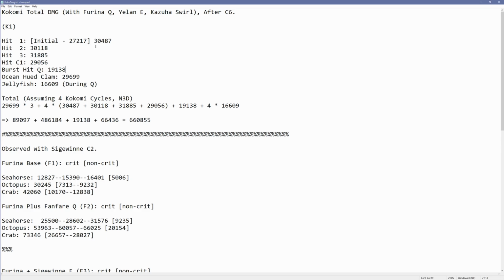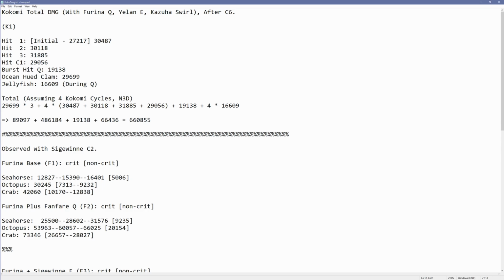Just to note a couple of things, these are Kokomi's normal hits, so they're quite hard. And once you've got all the fanfare stacks and Yelan and Kazuha buffs, you can see that Kokomi's burst hits 19k, something a lot of people neglect, and the jellyfish does 16k per hit, which is again something a bit of little damage here that a lot of people don't really seem to understand. But the combination of these two, and you're already hitting 35k with Kokomi just passively.